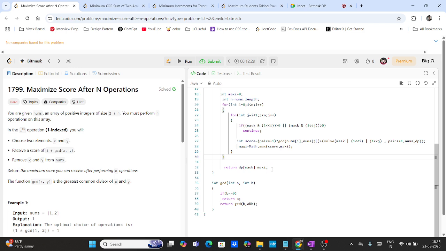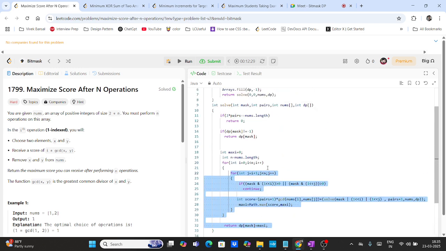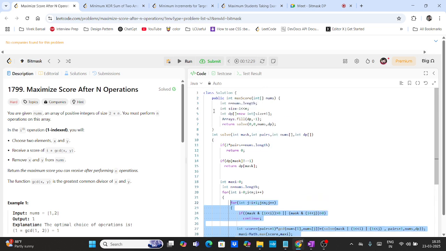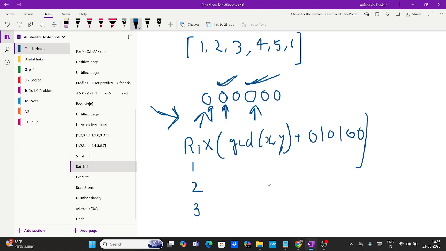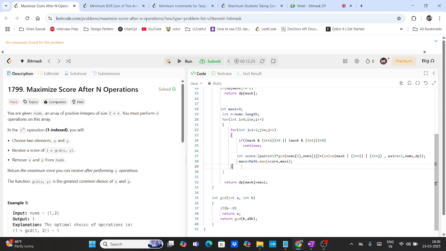So any doubt on this part? Can you tell me the for loop use? I just told you this one, right? We need to select how many elements? Two elements. So two elements means, can I write two for loops? Yes. So if any of the bits is set, continue because you cannot take. Otherwise, GCD of that, and in solve, whatever mask you have, set the ith bit, set the jth bit. That's it.